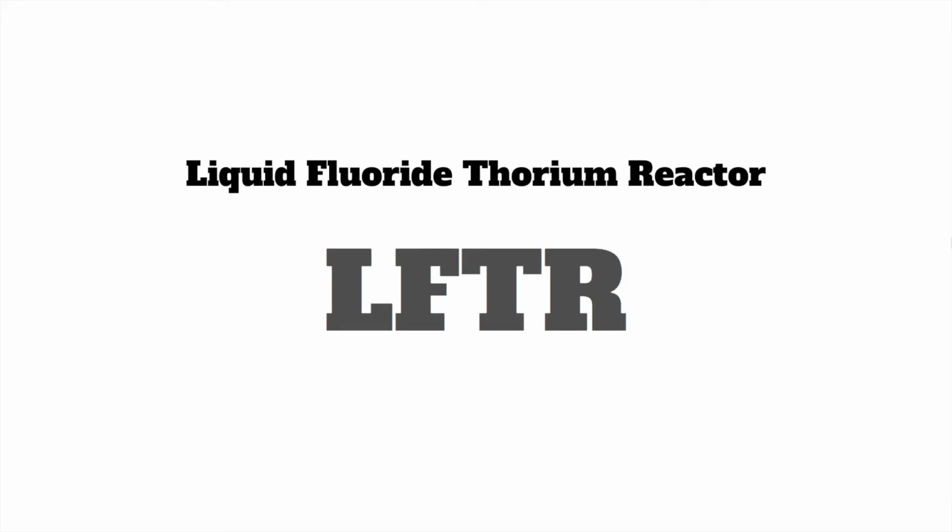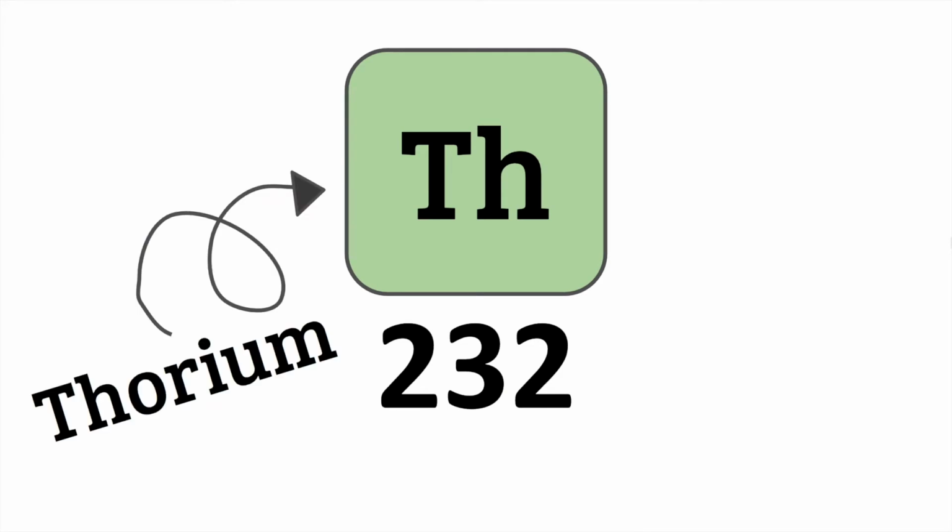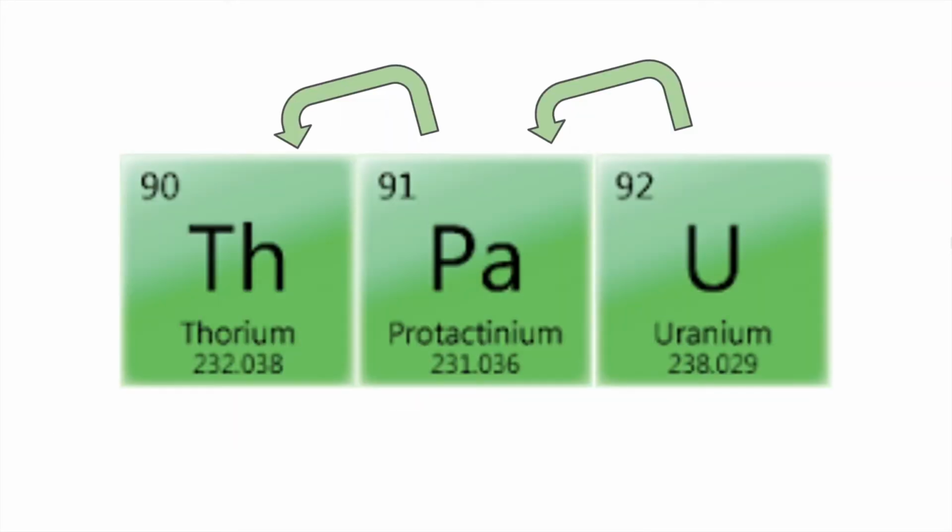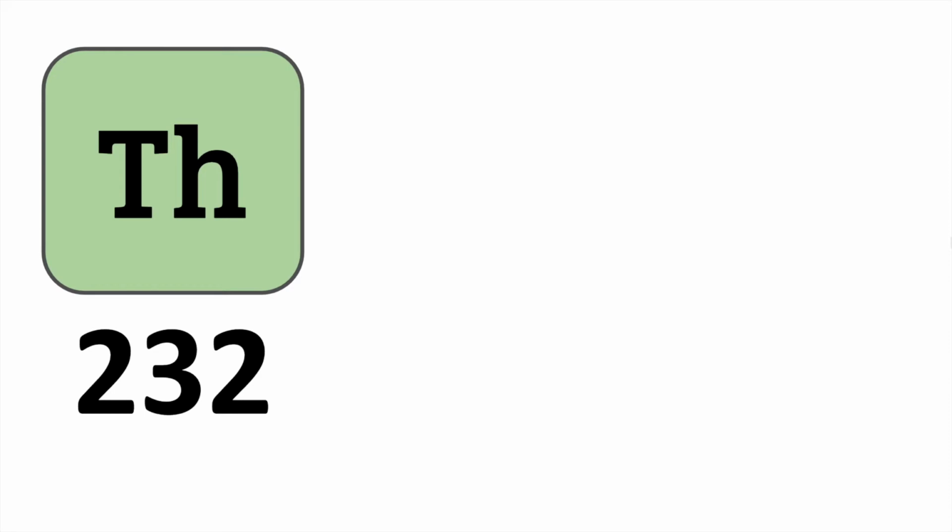So how can we make nuclear power safer? Well, let's take a step back and go over to LFTRs, liquid fluoride thorium reactors. LFTRs use thorium-232 as their fuel. Thorium has 2 fewer protons than uranium, and thorium is a fertile element.